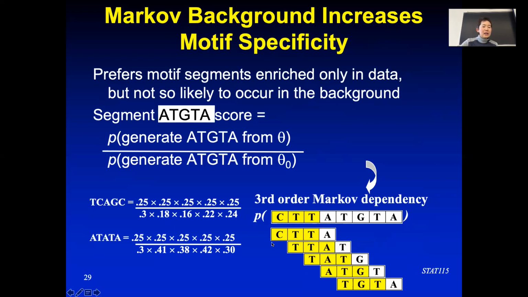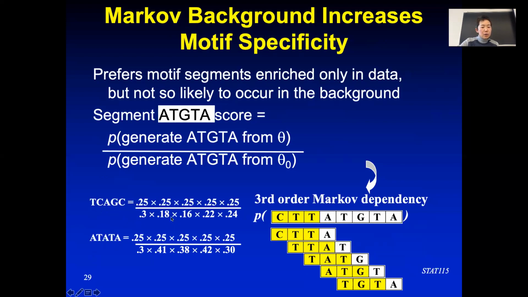Let's imagine a case where you have 2 sequences here. One is TCAGC, the other is ATATA. We know that the human genome has some repeat sequences like ATATA. There are a lot of such things in the genome. But TCAGC is not so likely to appear. Assuming we are just starting the Gibbs sampler, the motif matrix is completely random, 25% ACGT, so you can see the numerator is the same.